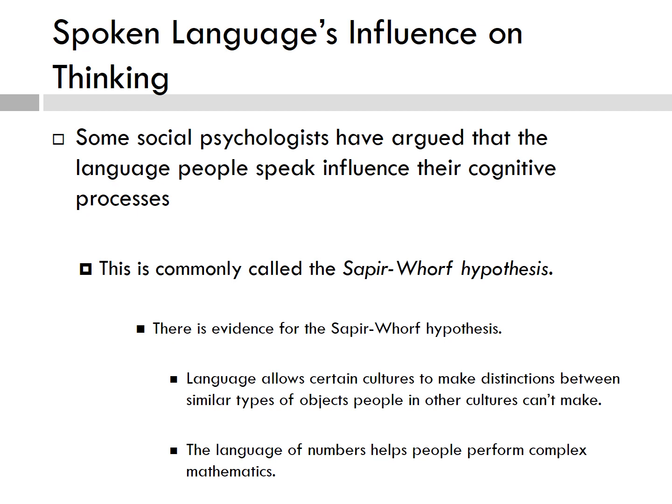Some social psychologists even argue that language has such a strong influence on people's thinking that it can actually have an effect on how people think and what they can actually think about. This is commonly called the Sapir-Whorf hypothesis, named after two linguistic anthropologists who came up with this idea.